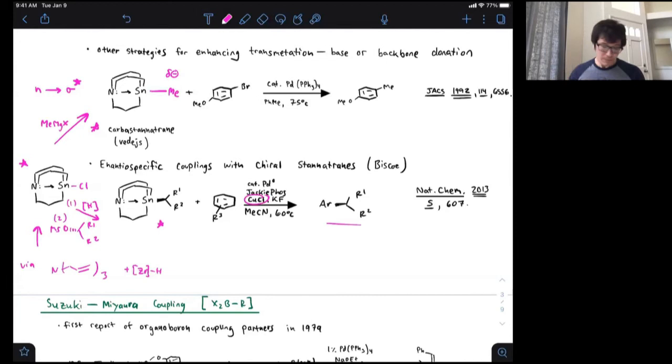And so in addition to this process by which copper can serve as an intermediary transmetallation reagent, can you think of any other benefit of copper in a cross coupling? I'll leave this open for a second and then comment if nobody wants to chime in.